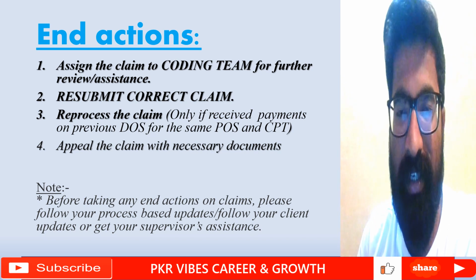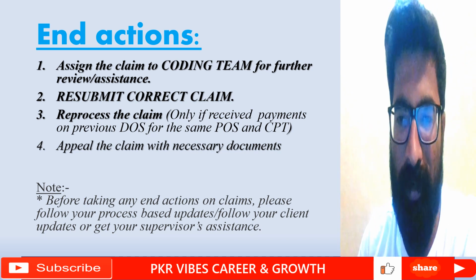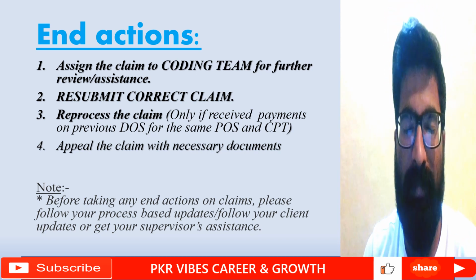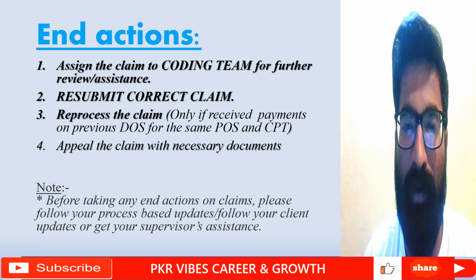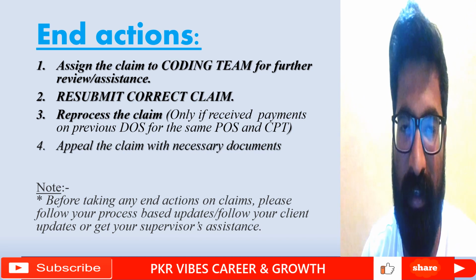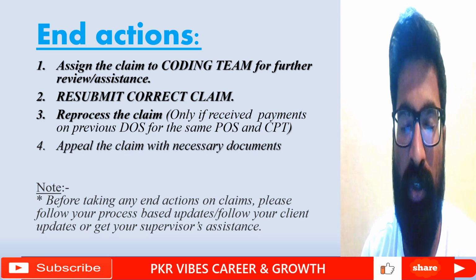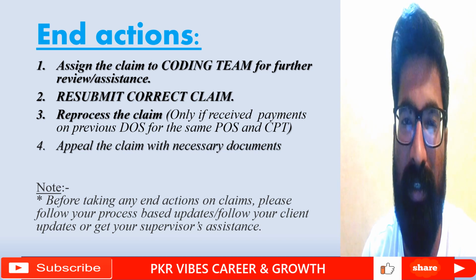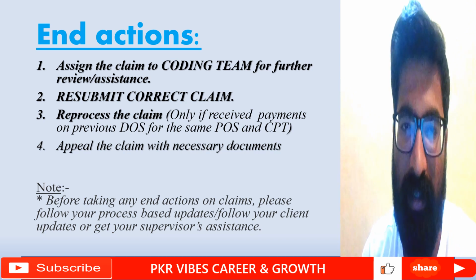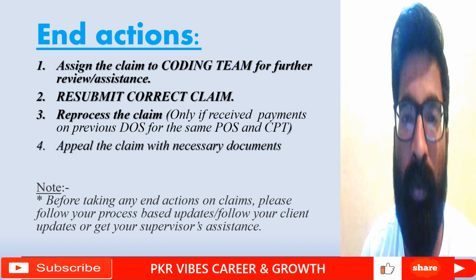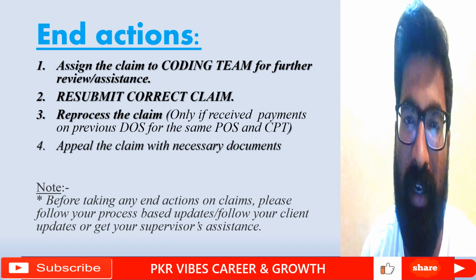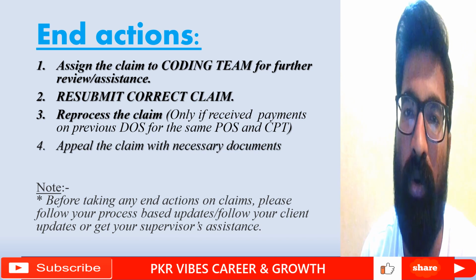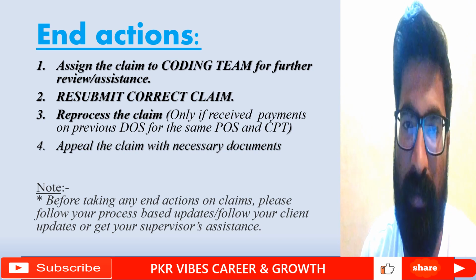Okay, now we will discuss the end action on a CO5 denial. The end action is to transfer the claim to the internal coding team for assistance. For example, during the phone call, the insurance representative refused to provide the correct place of service, and your claim is within the corrected claim timely filing limit. Then your job is to transfer the claim to the coding team for the correct place of service.